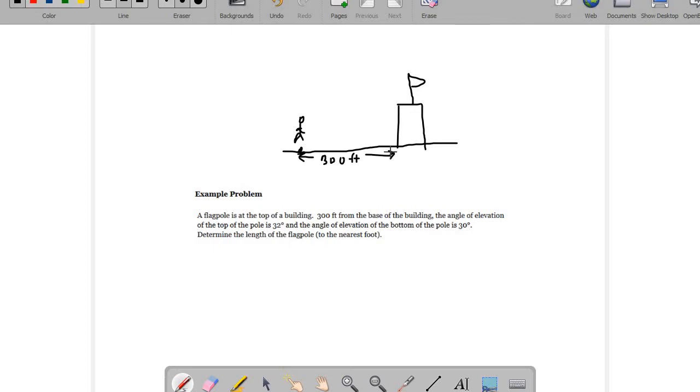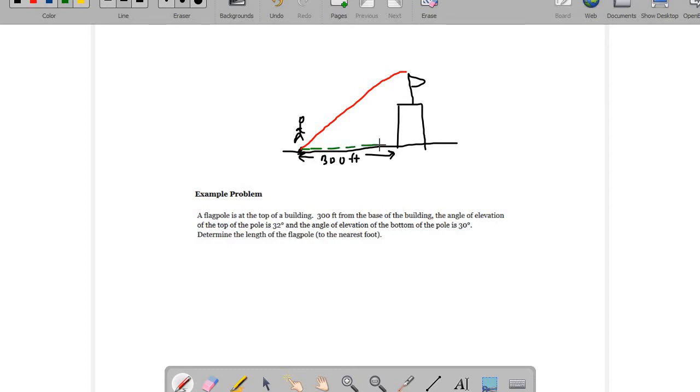The next part says the angle of elevation from the bottom of the pole is 30 degrees, and from the top of the pole is 32 degrees. So you need to draw two lines of sight. I'm going to draw it from the point on the ground where the observer is standing. The line of sight would be here to the top of the pole. Then we need the horizontal line. So the horizontal line, I'm going to put it here.